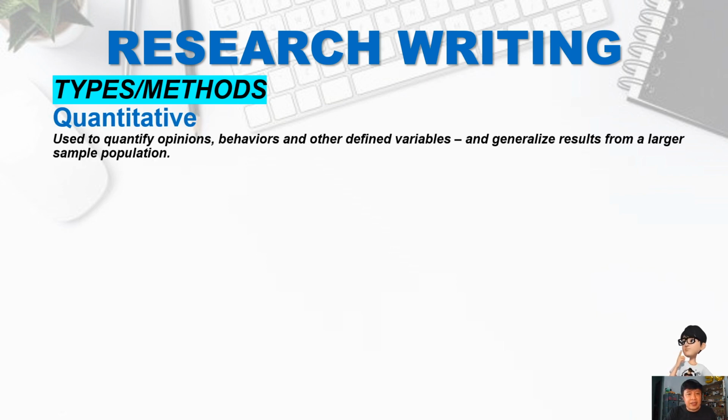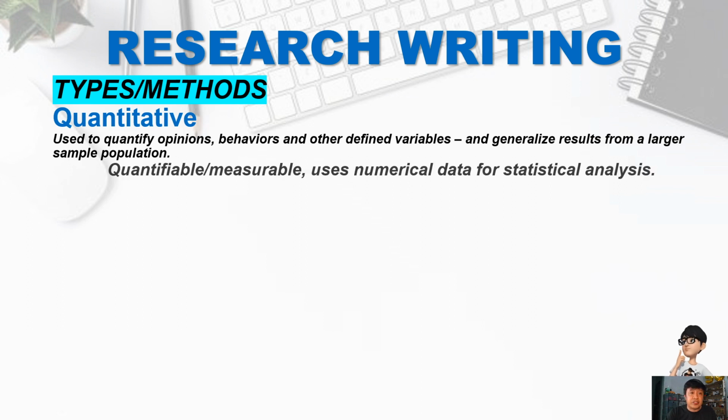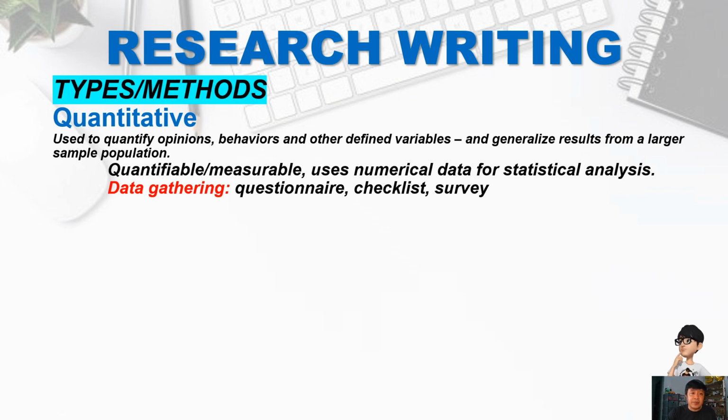So we have quantitative. As defined, quantitative is used to quantify opinions, behaviors, and other definable variables and generalize results from a larger sample population. So quantitative means quantifiable, measurable, and uses numerical data for statistical analysis. This is just a summary or outline of the table that was presented to you earlier. The instrument used to gather data can be a questionnaire, checklist, and survey. And then the design under quantitative can be descriptive, correlation, or experimental.